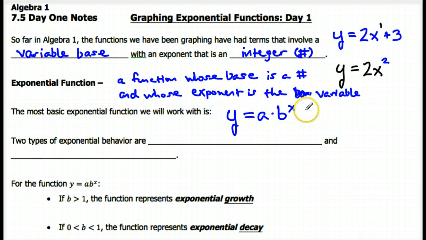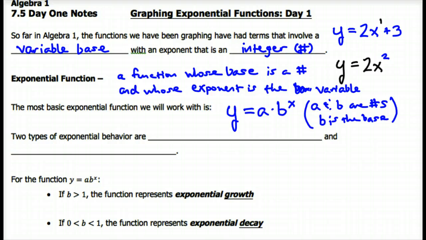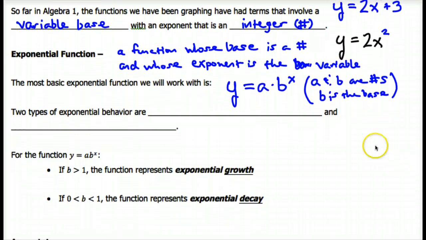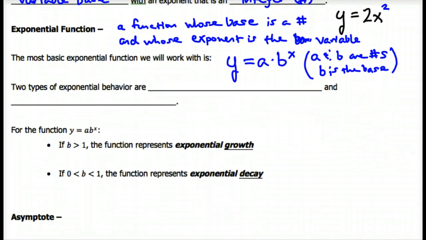In this case, a and b would actually be numbers. So maybe like 3 and 5, that's what a and b would be. And b would be the base, and you'd be taking that to the x power each time. Okay, so this will make a little bit more sense when we see some actual examples. Right now we're doing just a lot of vocabulary. Two more things I want to talk about in terms of exponential functions.